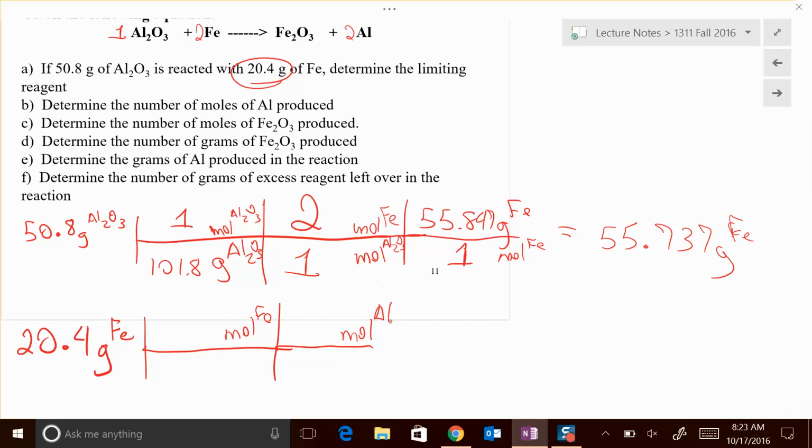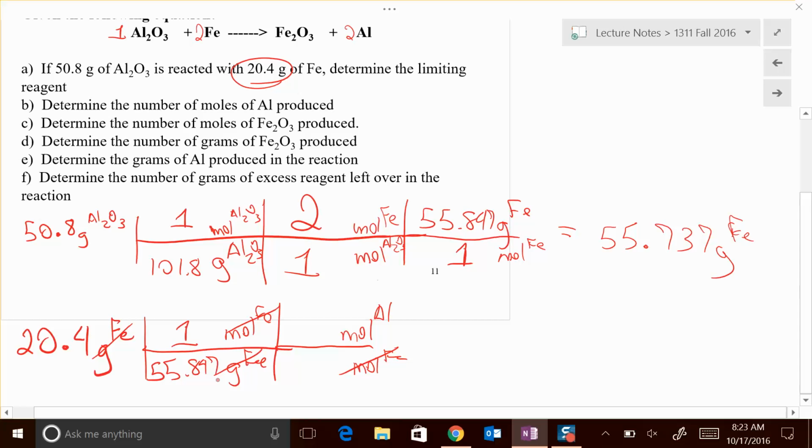So 20 grams of Fe to the moles of Fe, from the moles of Fe to the moles of Al. Grams of moles, moles are always 1. Grams of iron I find from the periodic table, 55.847. Moles of Al on top are 2 moles of Al for every 2 moles of Fe. So those actually will end up canceling, and we're not really going to need to use them in our calculation.